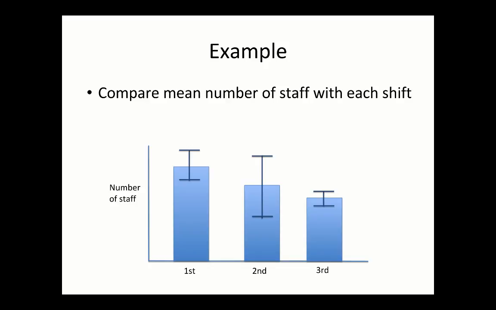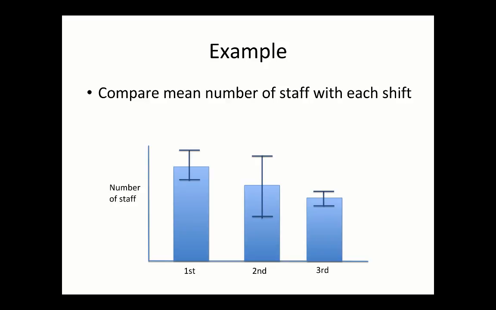We can use a one-way ANOVA to determine if there are significant differences in the number of staff between these shifts. The null hypothesis would be that all shifts have the same number of staff, while the alternative hypothesis is that at least one shift is different than at least one of the other shifts. We obtain an F-score to determine the p-value, and if our p-value is less than our alpha, we can reject the null hypothesis and conclude that at least one shift is significantly different than at least one other shift.